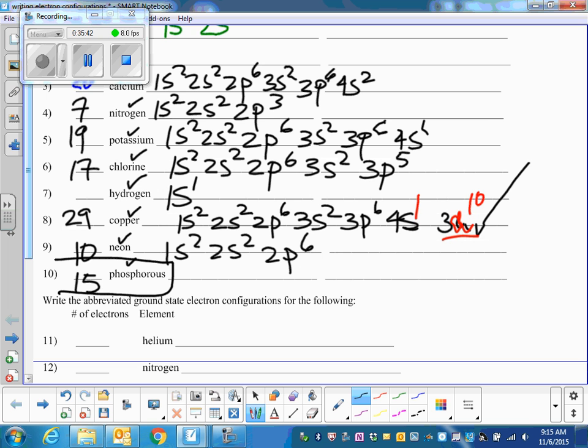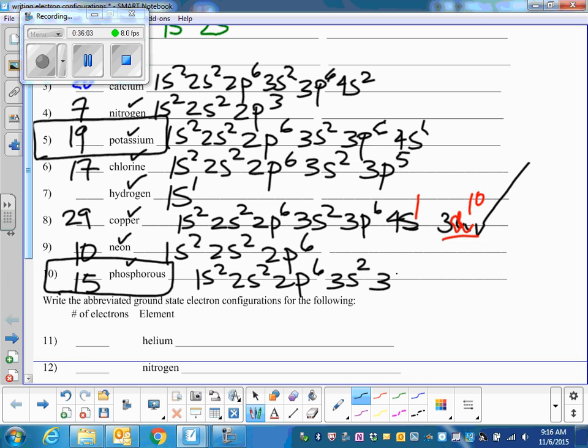Phosphorus is 15. Did you guys recognize the difference in symbol between phosphorus and potassium? What's the symbol for potassium? K. What's the symbol for phosphorus? P. You should remember this. And phosphorus is 1s2, 2s2, 2p6, 3s2, 3p3. Correct? Yes. You get this? Okay.